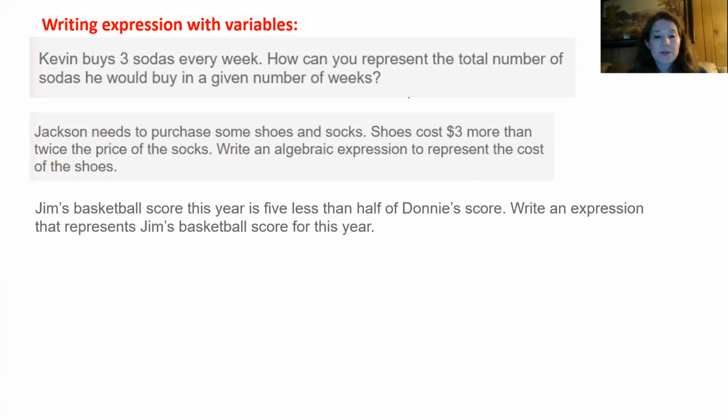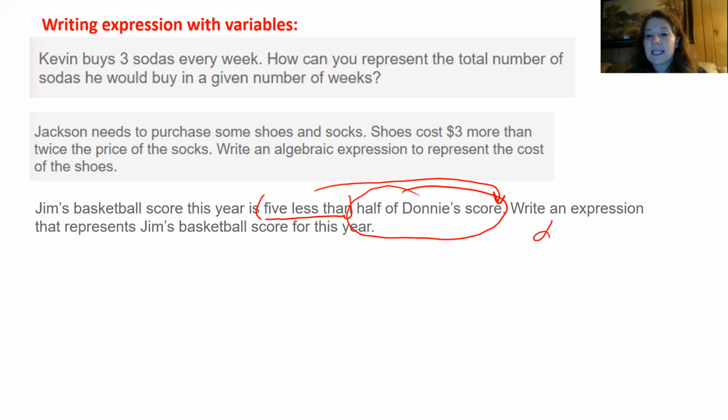Jim's basketball score this year is 5 less than. That means we take all of this and we stick it on the end, right? Less than means go to the end. 5 less than half of Donnie's score. Write an expression that represents Jim's basketball score. Well, we only know Jim's score compared to Donnie's. We don't know Donnie's. So let D equal Donnie's score.